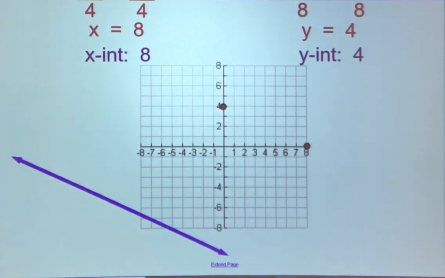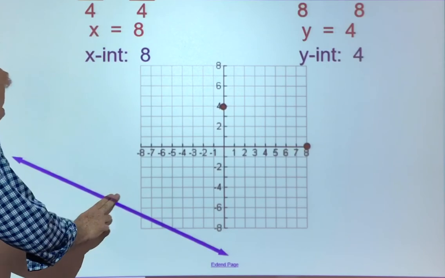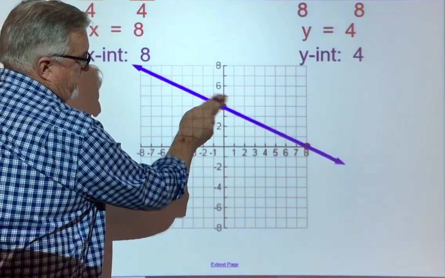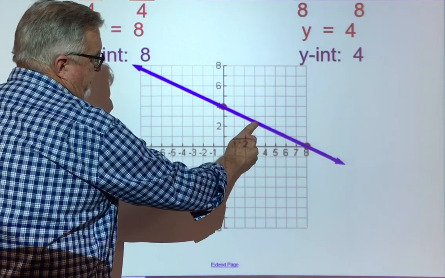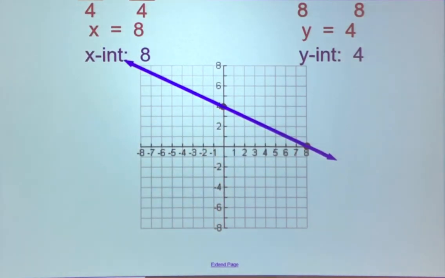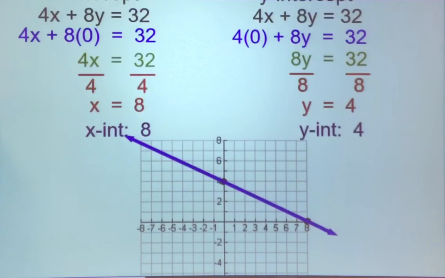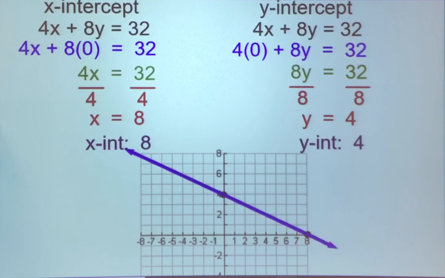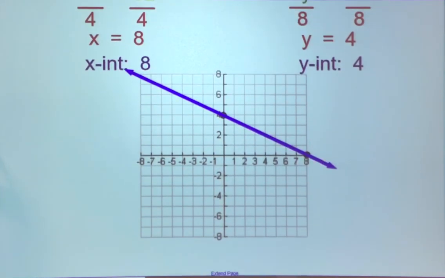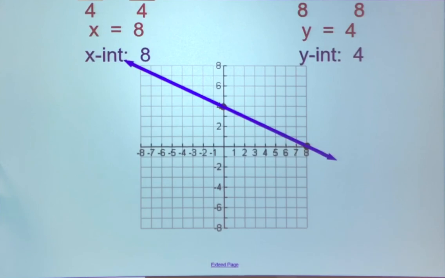Now to do the graph, you're going to have to take a straight edge, a ruler, and draw a straight line. I've got my straight line here that I'm going to put up to show you what yours should look like. It goes through both points, and it extends clear across the graph. Okay, so we graphed that equation. We graphed the equation 4x plus 8y equals 32, just using the x and y intercepts.